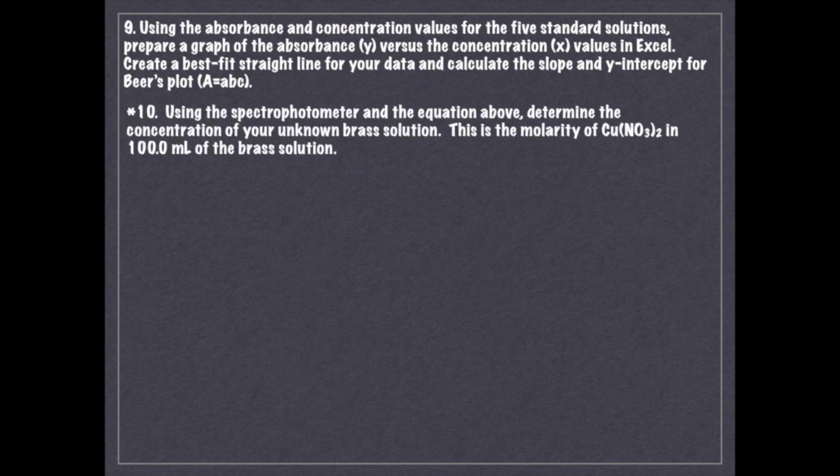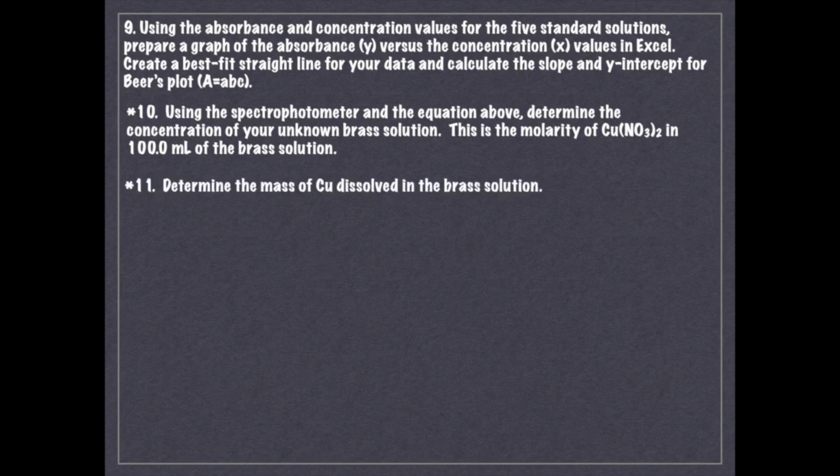All right, now that you have your plot, now that you know the relationship between absorbance and concentration, what you can do is, using the spectrophotometer and the equation above, determine the concentration of your unknown brass solution. Specifically, you can simply take the solution that we created from your shell casing, pour a little bit of that into your cuvette, and measure the absorbance using the spectrophotometer. Once you know the absorbance, you can use your Beer's plot in order to figure out the concentration, and that way you'll know your concentration of copper in your solution.